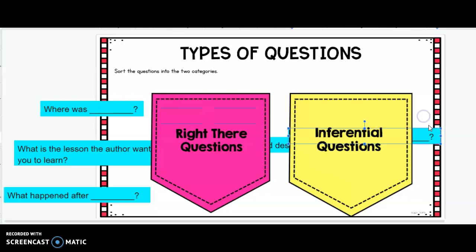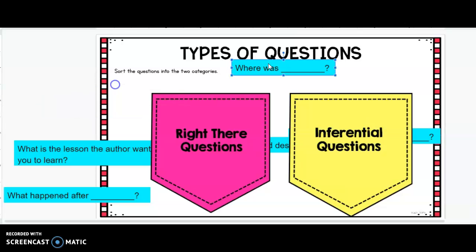Over here, is this one that we already did? I think it is. Over here, we have where was. Where was blank? Would this be a right there question found directly in the text? Or is it an inferential question that we have to make an educated guess for? If we're talking about something that is located somewhere in the story, that is going to be a right there question.